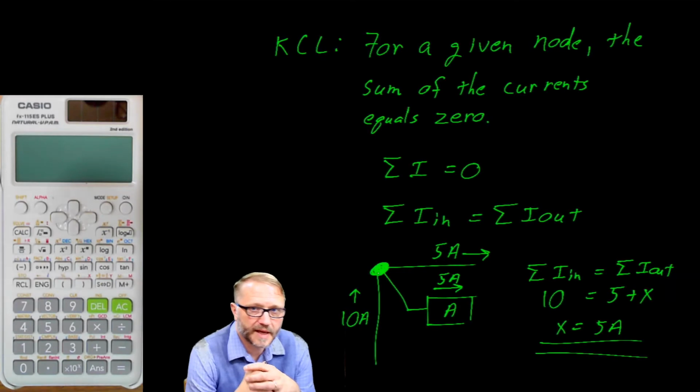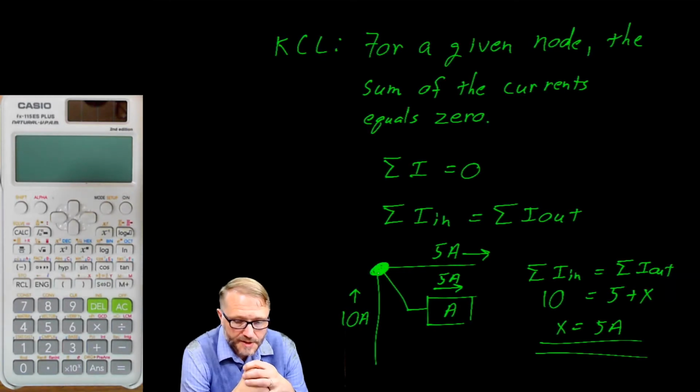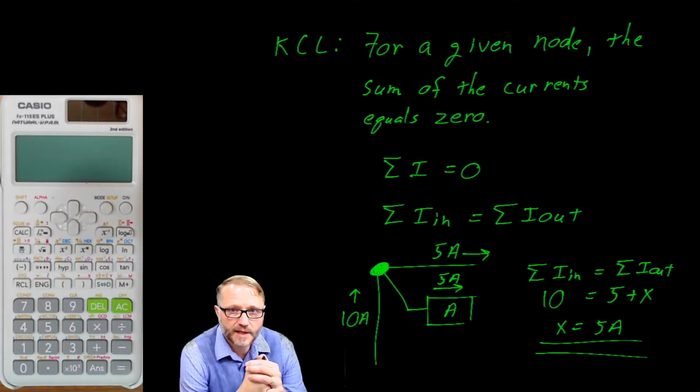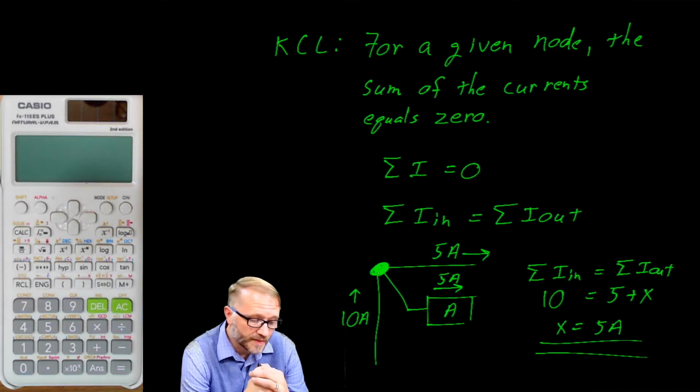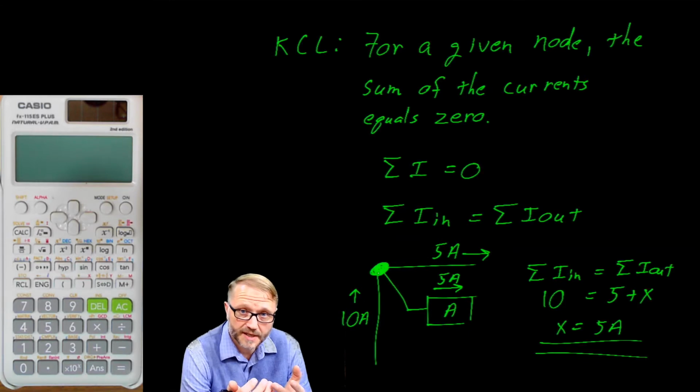KVL and KCL are powerful tools. When you combine them with Ohm's law, plus your ability to manipulate the resistors in a circuit to simplify it, you can get a long ways in electronics. But you will reach a point where there are problems you cannot solve. That's where nodal and mesh come in. That's a good reason to study them.